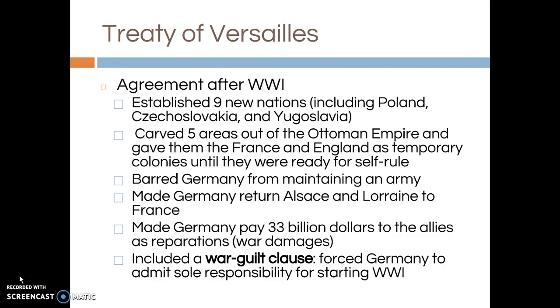The Treaty of Versailles, the peace treaty, establishes 9 new nations, gets rid of the Ottoman Empire, gets rid of Austria-Hungary, barred Germany from maintaining an army, fined Germany, and made Germany admit to the sole responsibility of starting World War I. And that's what's going to lead the Germans to World War II. So pause this, put those notes down there. That's what you guys need to have for tomorrow. So make sure you have what you need for your notes as far as the open note quiz tomorrow.